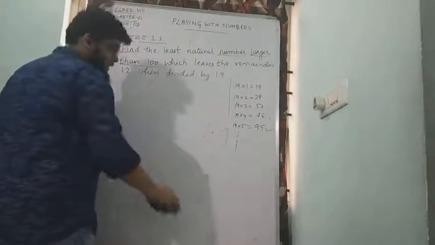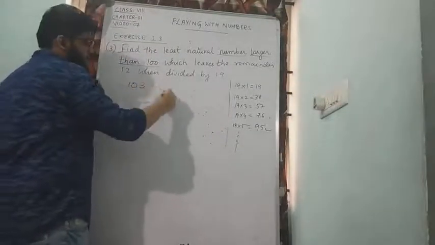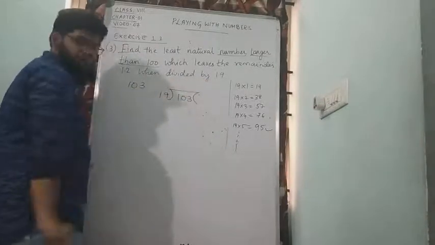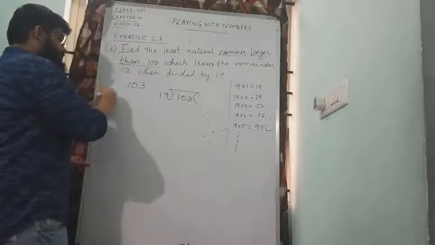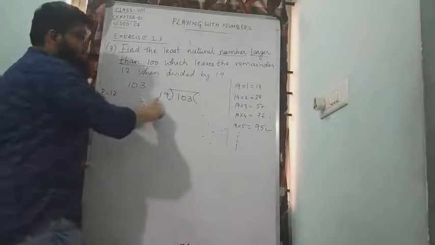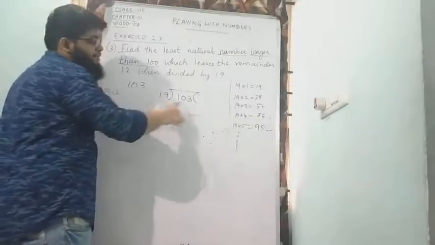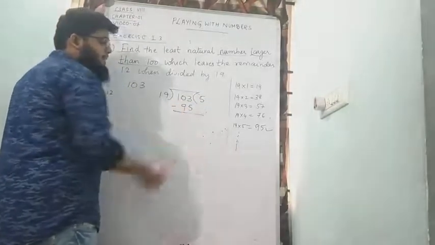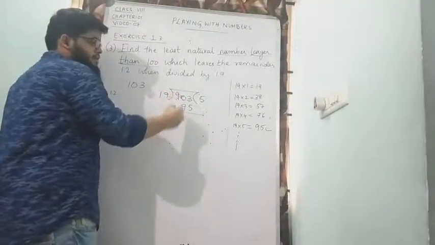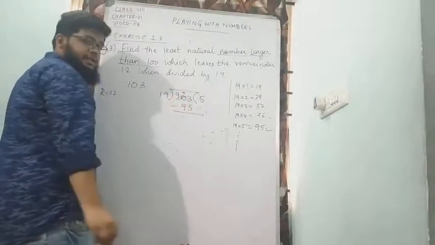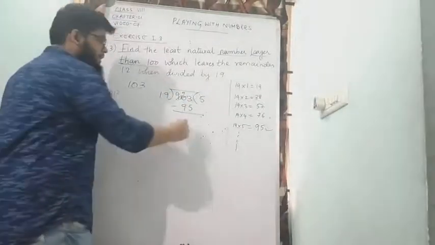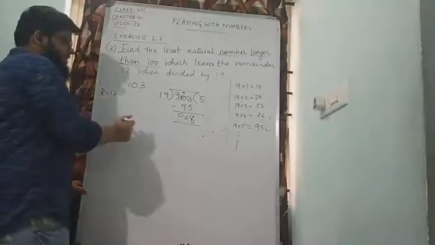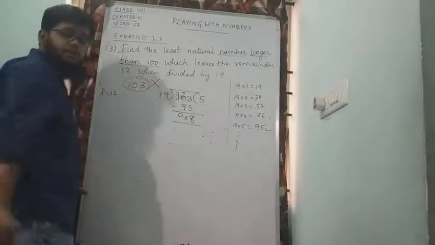Maybe like 103. Let me try with 103. Let us divide 103 by 19 to check if we get the remainder as 12 or not. Right? So 19 ones are 19. 19 5s are 95. So if I take 19 5s are 95, what will be the remainder? So this is going to become 0. This will be 10. 10 will become 9 and this is 13. How much is 13 minus 5? 8. So the remainder is going to be 8 and we need the remainder as 12. Therefore 103 is also the wrong option.